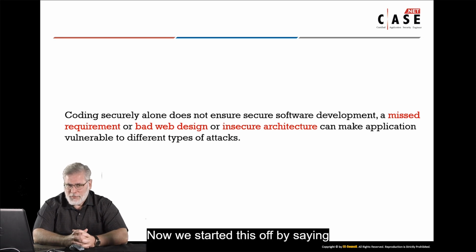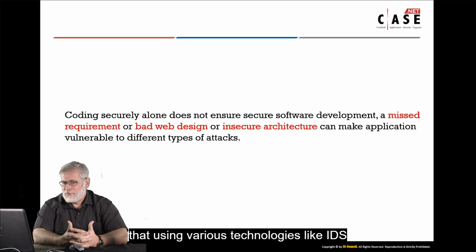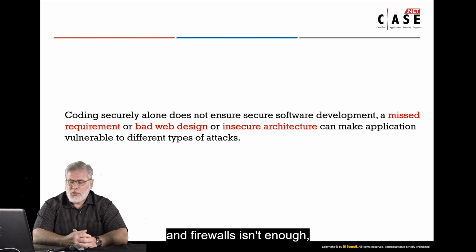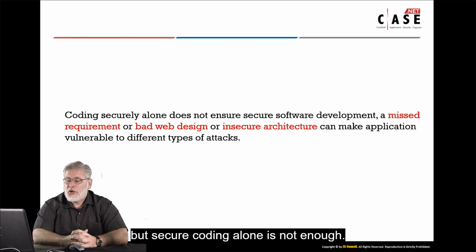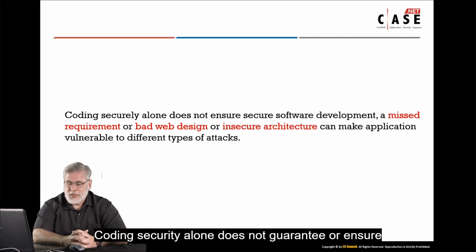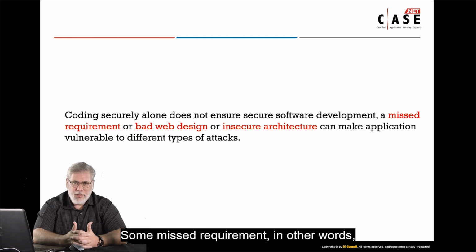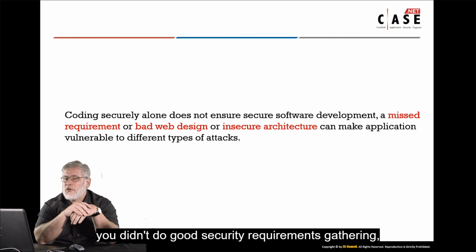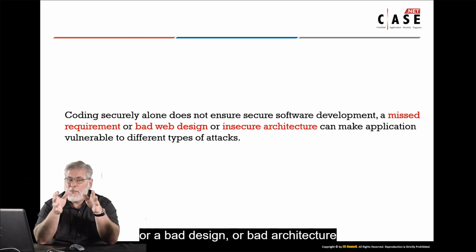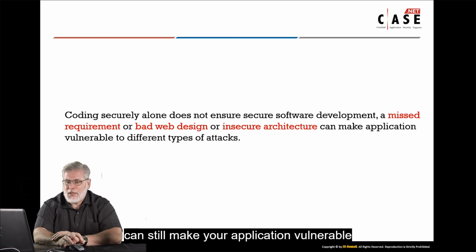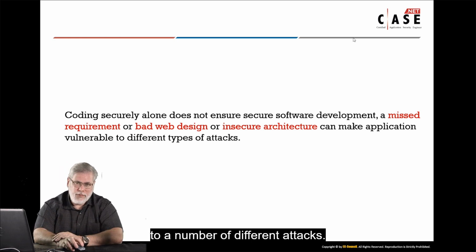Now, we started this off by saying that using various technologies like IDS and firewalls isn't enough, but secure coding alone is not enough. Coding securely alone does not guarantee or ensure secure software development. Some missed requirement, in other words, you didn't do good security requirements gathering, or a bad design, or a bad architecture can still make your application vulnerable to a number of different attacks.